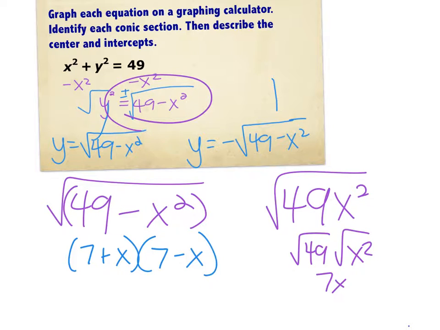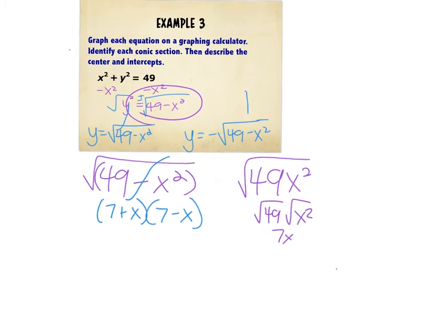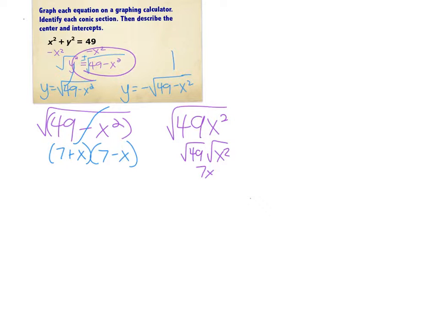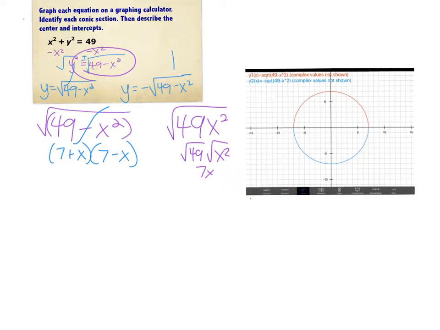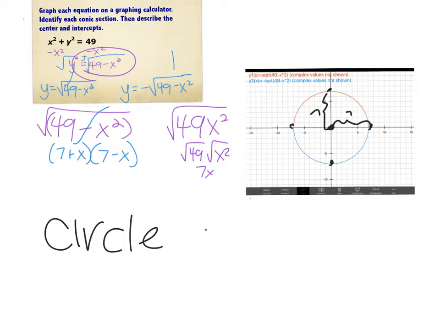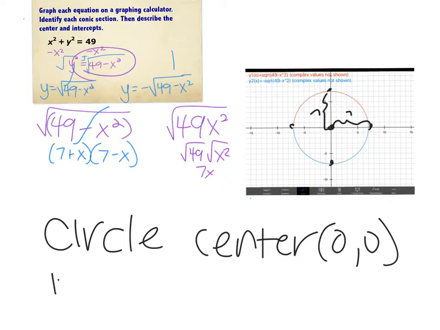All right, and then we graphed it. So let's pull up the graph. And this is what the graph looked like. The center would have been 0, 0. The distance from the center to each of the 4 points is 7, and it's the same in every direction. I know this is what type of conic? It's a circle. The center is at 0, 0. And what else did I ask? The intercepts.